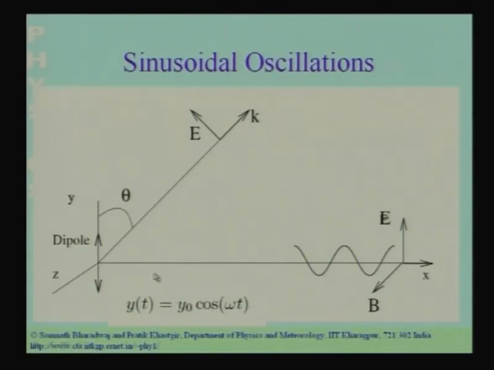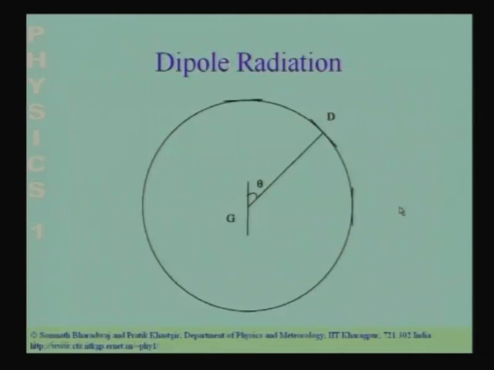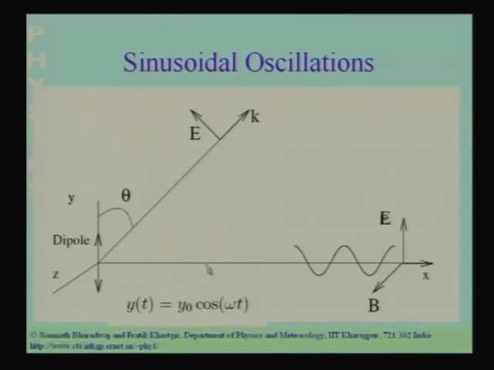So, let me just remind you of the situation again. We have this kind of an electric dipole oscillator. The two metal rods A and B are aligned with the y axis, and we have applied an oscillating voltage source which is oscillating in a sinusoidal fashion, cos omega t. So, the electrons are also going to go up and down in a sinusoidal fashion, and we express the motion of the electrons up and down that dipole oscillator as y naught cos omega t. The electrons move back and forth along the y axis.